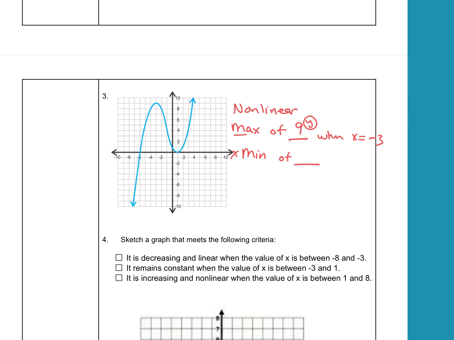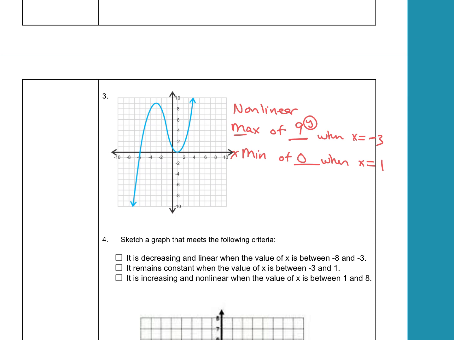So we've got a low point in the graph right here. And that's going to be where y is 0. When is that happening? That's happening when x is 1. This is a 1 here. So it goes down to y is 0 at x is 1.